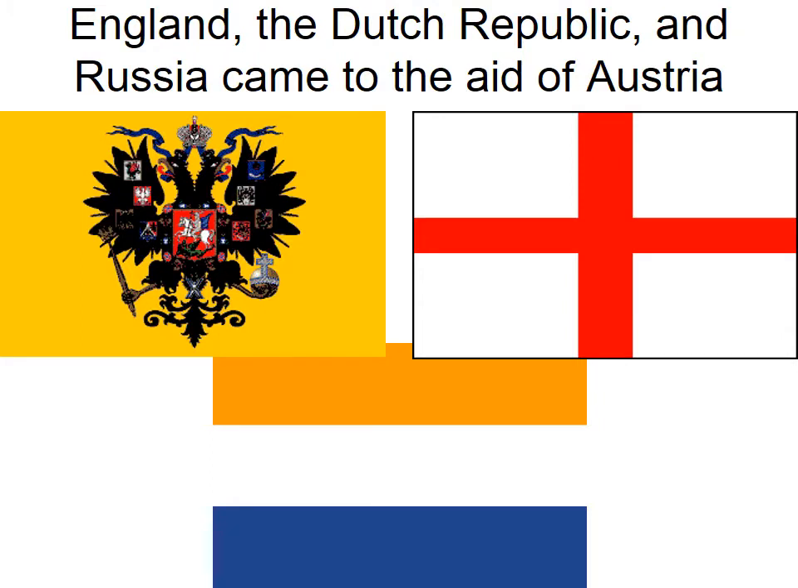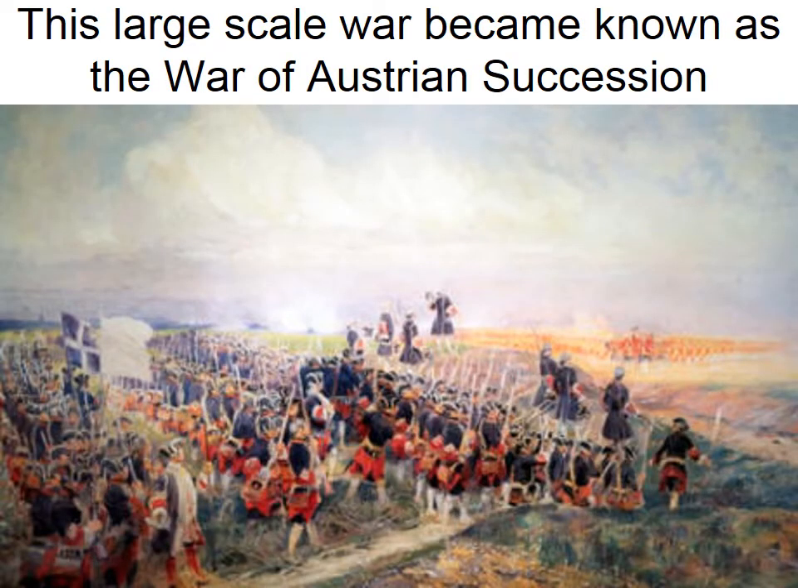England, the Dutch Republic, and Russia came to the aid of Austria and Maria Theresa. So we start to see these two different alliances coming together. The whole point of these countries getting involved was to try to maintain a balance of power. This large-scale war later becomes known as the War of Austrian Succession. It's called that because they were fighting over who had the right to become the next ruler of Austria, because they did not believe that Maria Theresa had that right to rule.